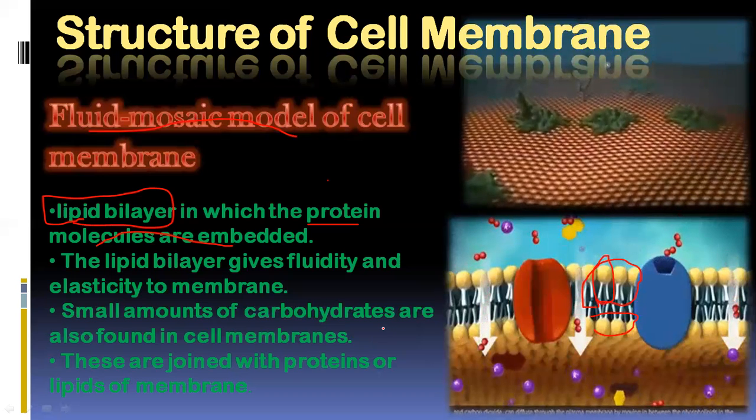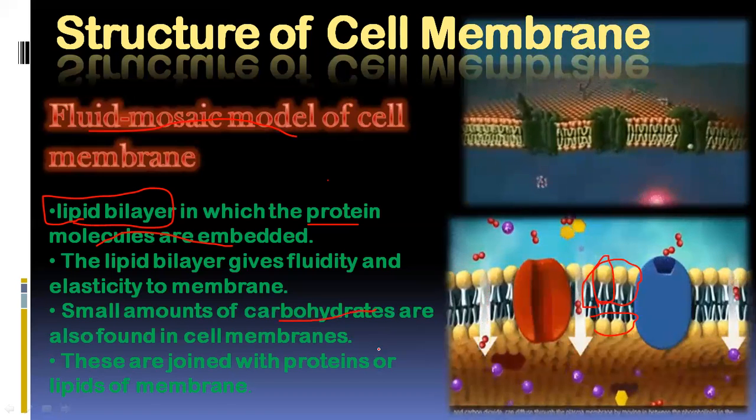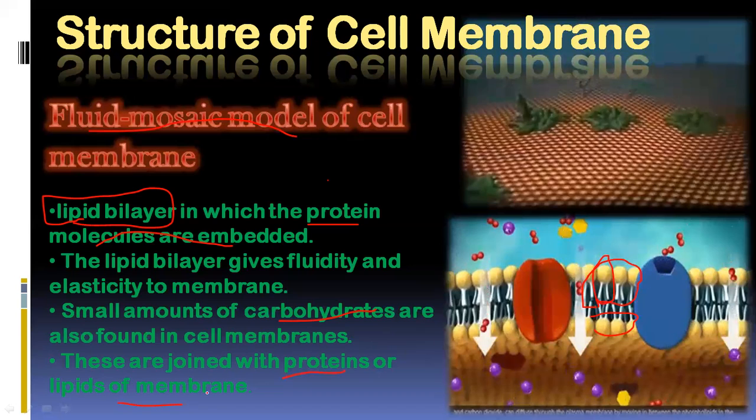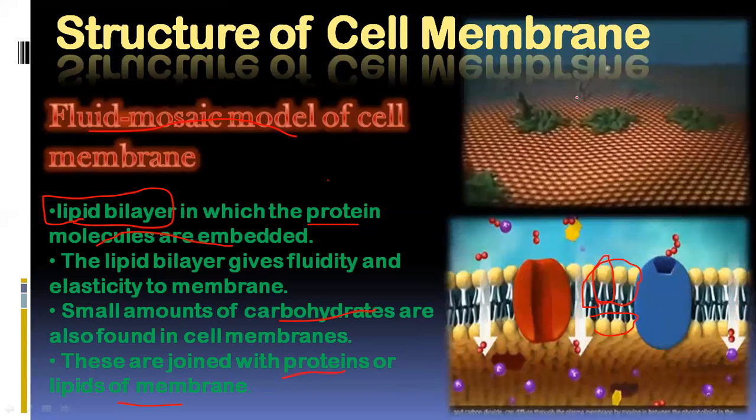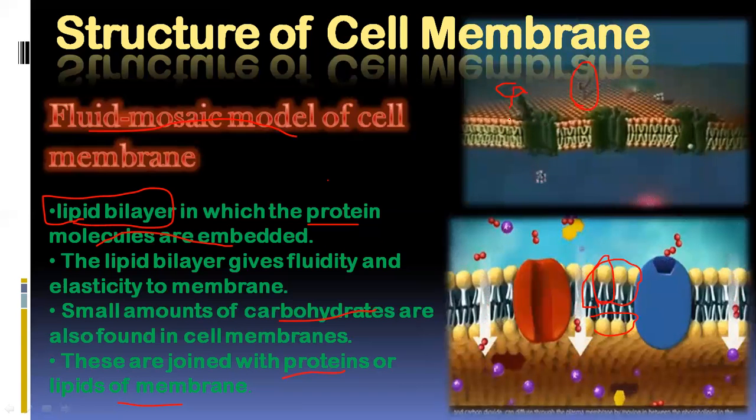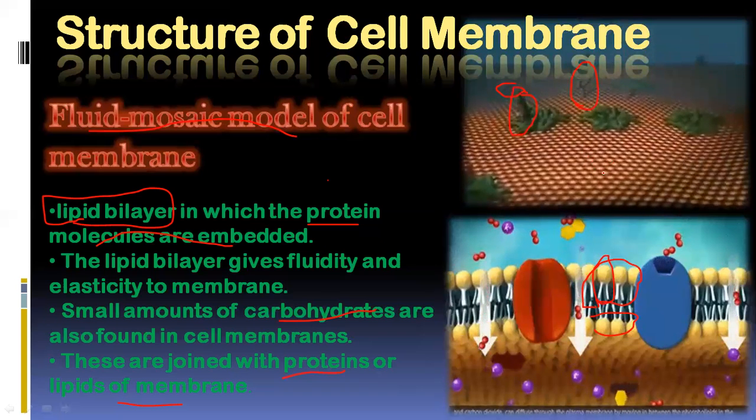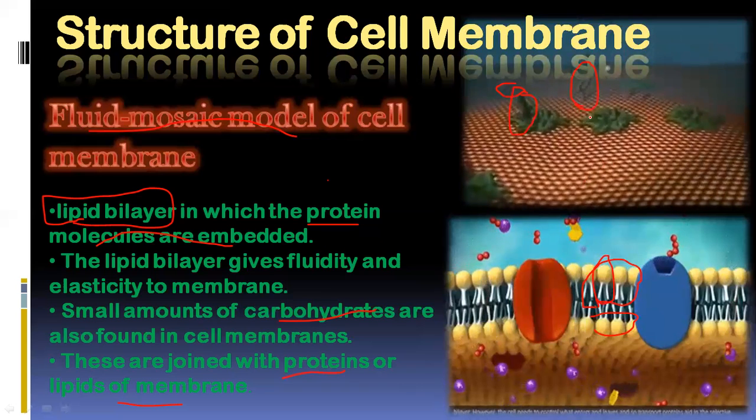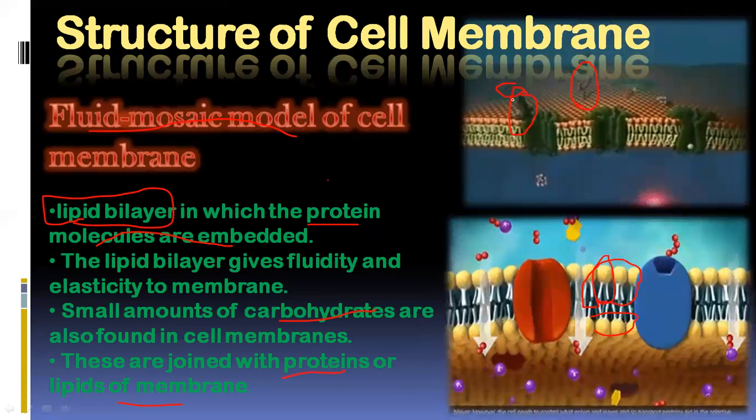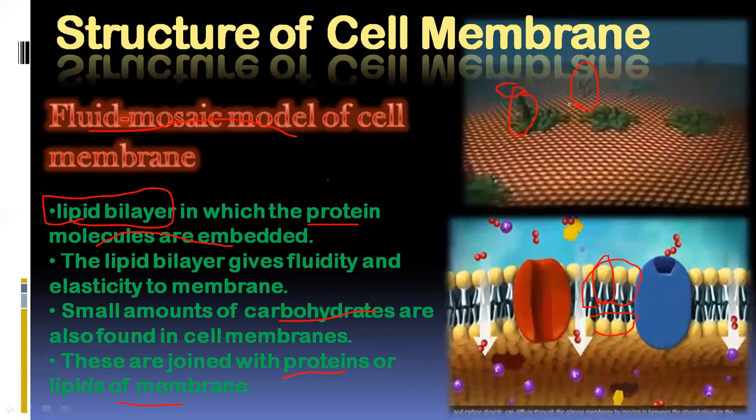The other very important structure: small amounts of carbohydrates are found in the cell membrane. These are joined with proteins or lipids. You can see them in this structure, this one and this one. These are carbohydrates which are attached either with the lipid, or with the protein. If it is attached with the protein, this is called glycoprotein, and if it is attached with the lipid, that is called glycolipid.